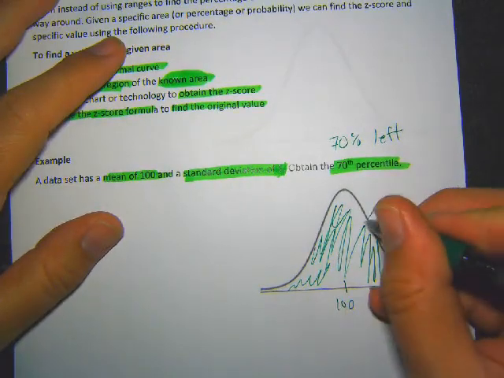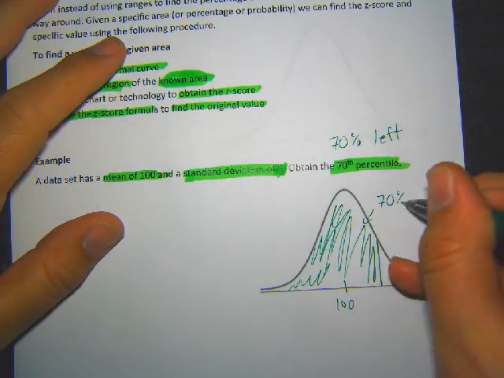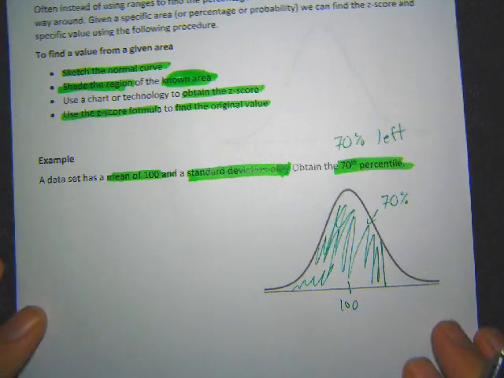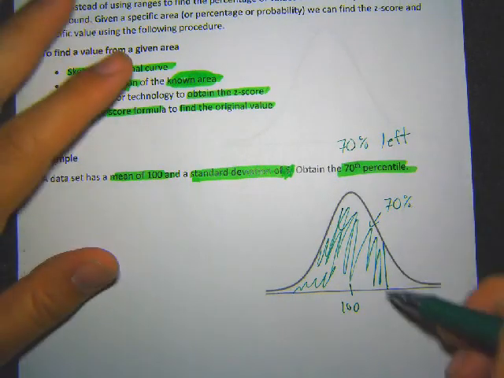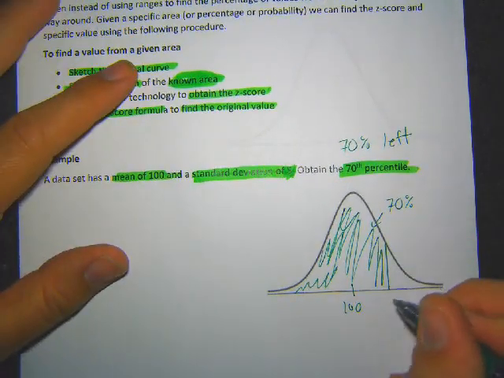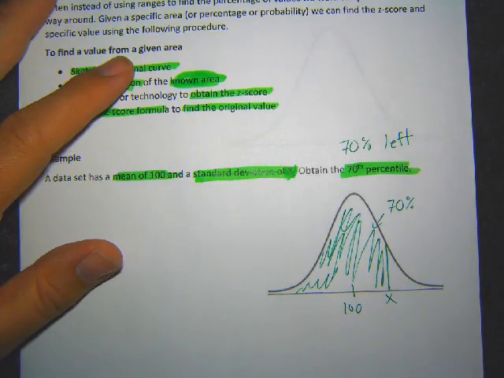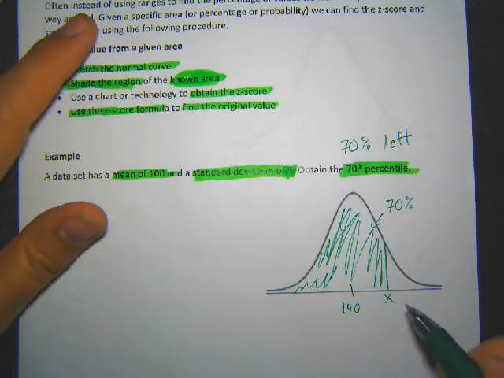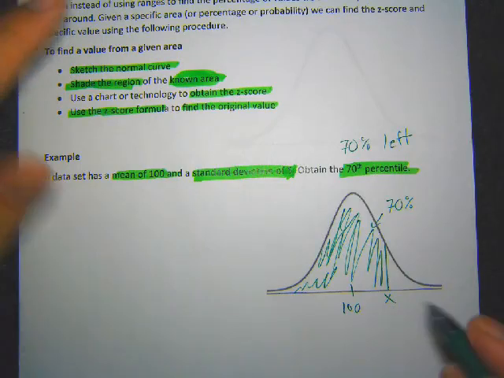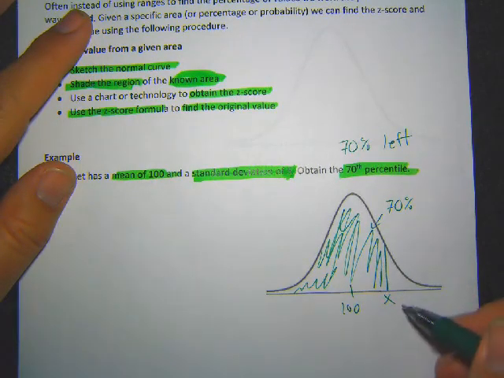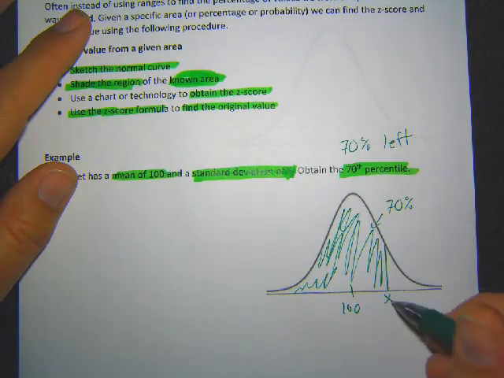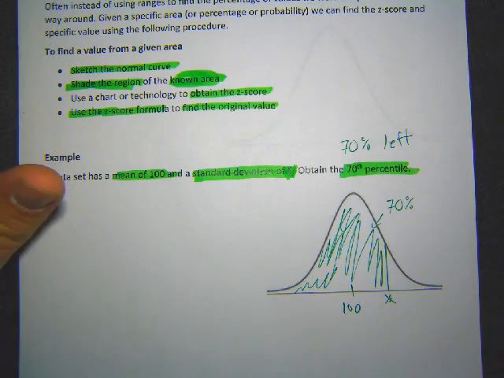This region is going to be 70%. That's what that region is going to be. So this region is going to be 70%, this percent to the left. We're looking for this value. It's not a z-score, we're actually looking for the x value, the number that goes with the mean of 100 and standard deviation of 5. It's not going to be a z-score. But before we can find it, first we do have to find the z-score.